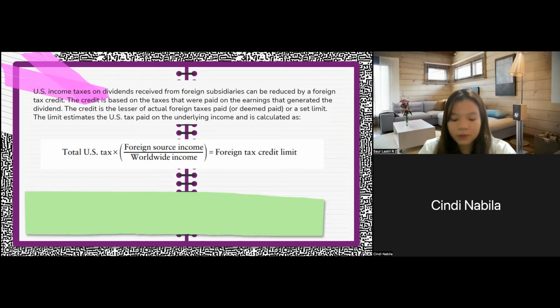So the US income tax on dividends received from a foreign subsidiary can be reduced by a foreign tax credit. The credit is based on the tax that was paid on the earnings that generated the dividend. The credit is the lesser of actual foreign tax paid or deemed paid, or a set limit. The limit estimates the US tax paid on the underlying income and is calculated as total US tax times foreign source income divided by worldwide income.